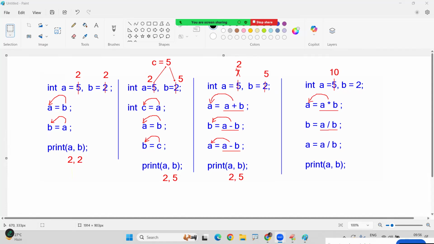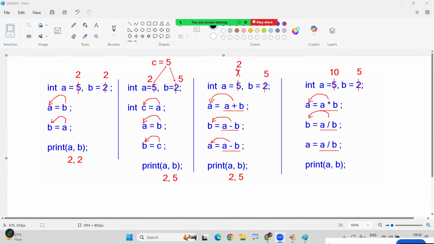Next, A by B. Look at this. 10 and 2. 10 by 2 is 5. 5 will store into B.